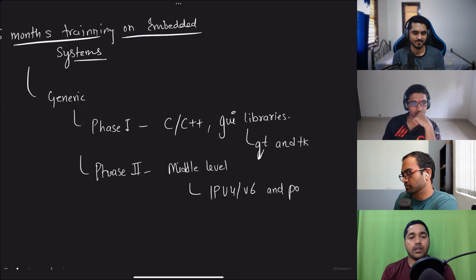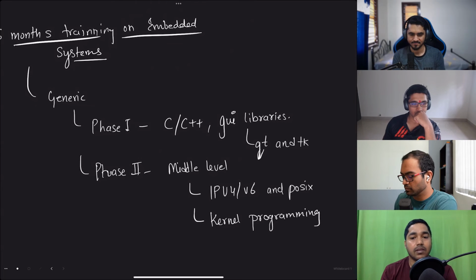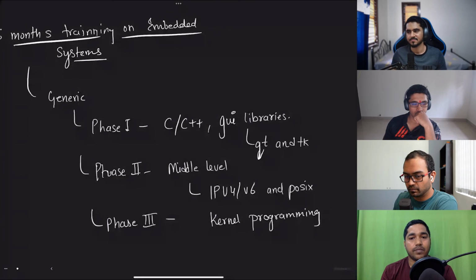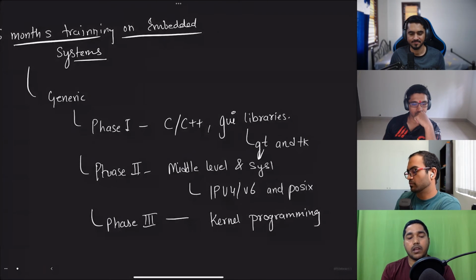And then the last thing they taught us was kernel programming, where I learned writing some kernel modules. Okay, this was not part of phase two. Yeah, phase 2 was system programming. In the middleware layer, you develop a layer which talks between the application and your kernel.